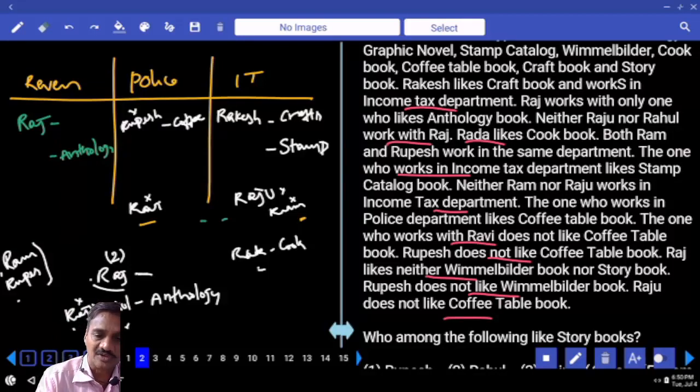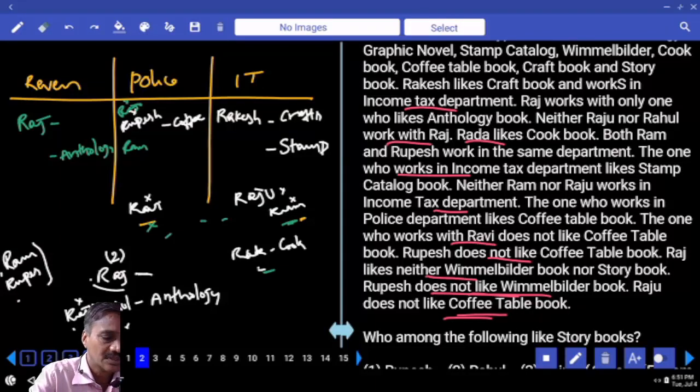Ram and Rupesh cannot be here. As Ram cannot be here, Ram must be at this place. Hence Ram and Rupesh, and who is the other person here? Raju. Radha likes cookbook, so Radha cannot be at this place. Then who are the persons? Radha, then Ram and Rupesh. Now Ram and Rupesh are here. Ravi cannot be at this place, isn't it? Rupesh does not like Bimli Builder. Raju does not like coffee table.